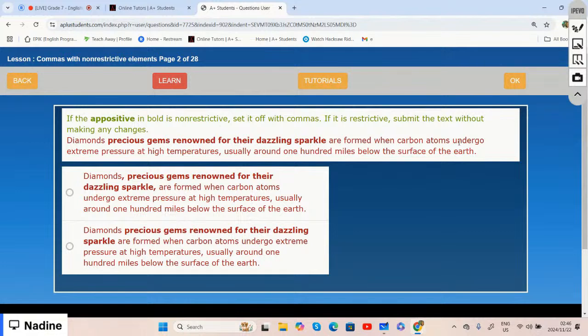And if we were to choose the correct option, then I feel like this should be set off with commas. Because here they say diamonds. We could have just said diamonds are formed when carbon atoms undergo extreme pressure at high temperatures, but now we are still saying what diamonds are: precious gems renowned for their dazzling sparkle. So this is set off with commas. So we'll go with option 1.